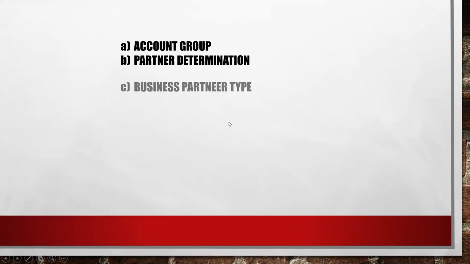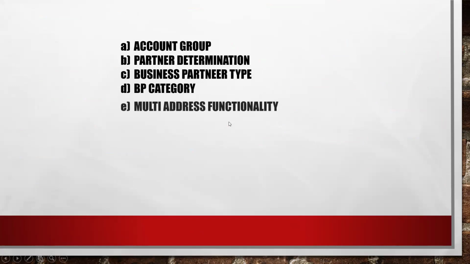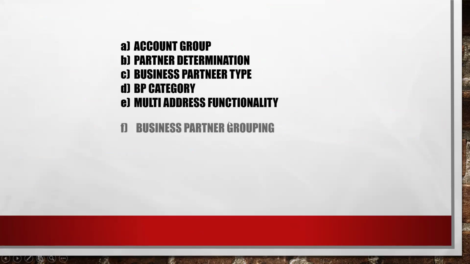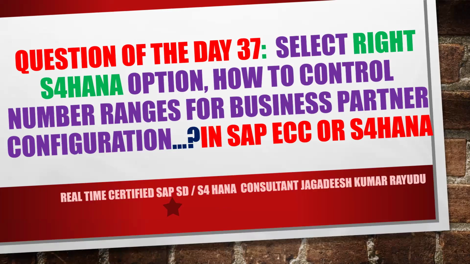A, account group. B, partner determination. C, business partner type. D, business category. E, multi-address functionality. F, business partner grouping, and G, fill. Okay, so let's try to find one or more options might be correct. You can choose this, and it is specifically pointing out number ranges.